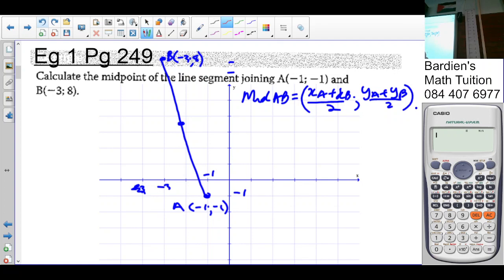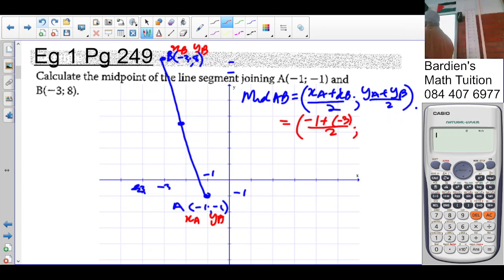So again, if this is XA, then this will be YA. This should be, of course, XB and YB. So the midpoint would be what? What is XA? -1 plus -3 over 2. YA, -1 plus 8 over 2.